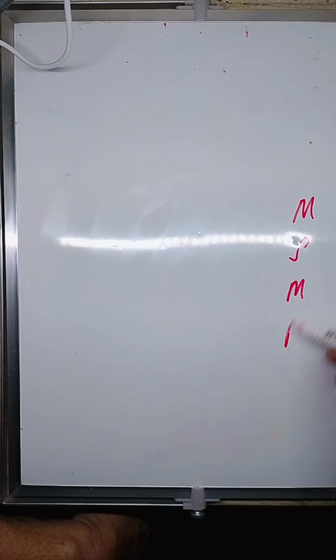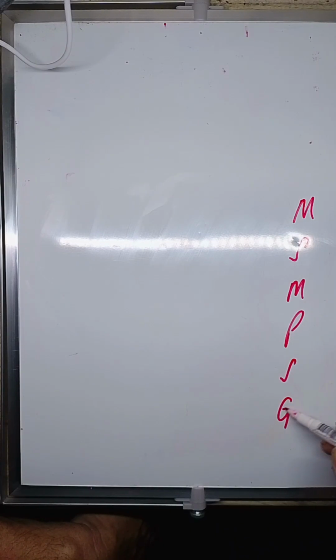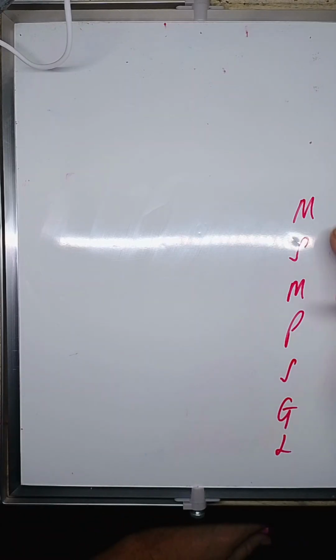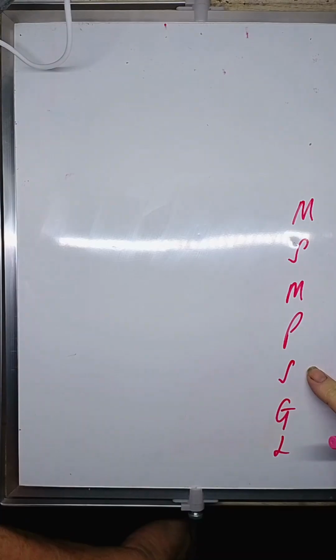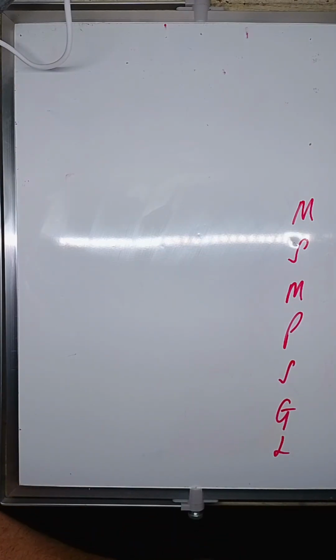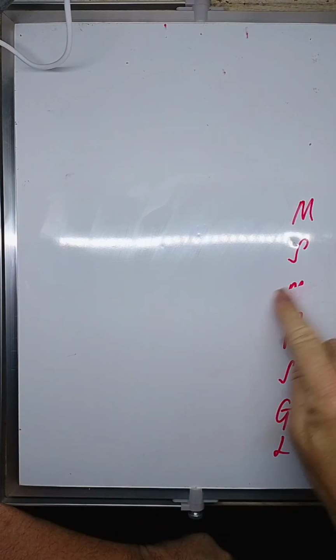MSM, PSGL, and that's mirror, signal, maneuver, position, speed, gear, look. Or sometimes we don't use the maneuver, we just use MSPSGL.